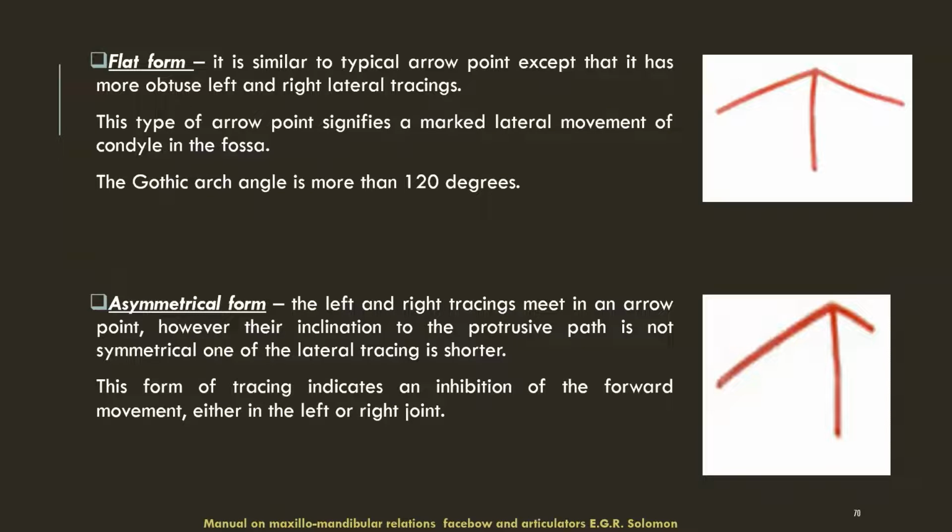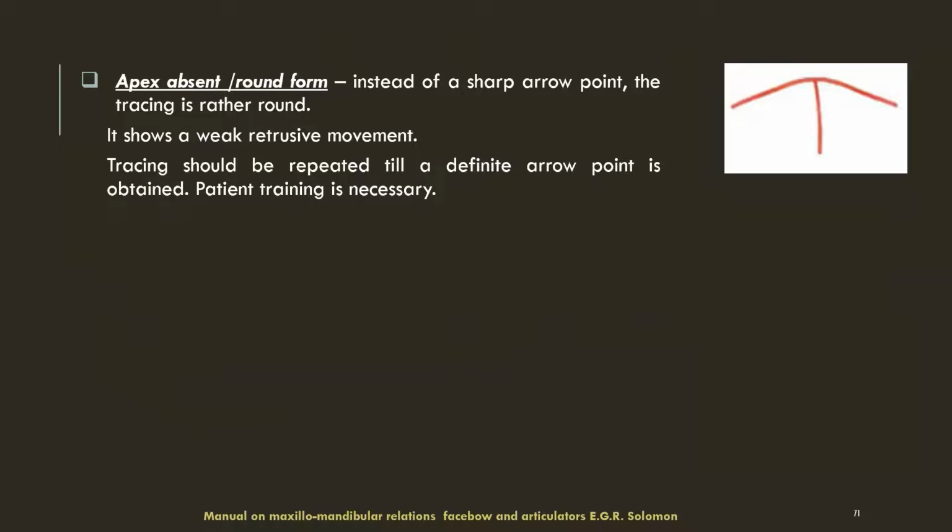Third, coming to the asymmetrical form, in this the left and right tracings meet in an arrow point. However, the inclination of the protrusive path is not symmetrical. This indicates an inhibition of the forward movement in either the right or left joint. Coming to the apex absent or round form, in this there is no sharp apex. The tracing is more rounded, so it usually shows a weak retrusive movement. So the tracing should be repeated until a definite arrow point is obtained.